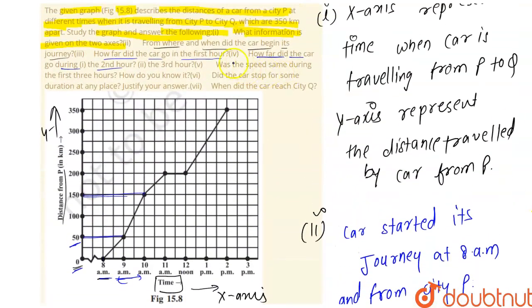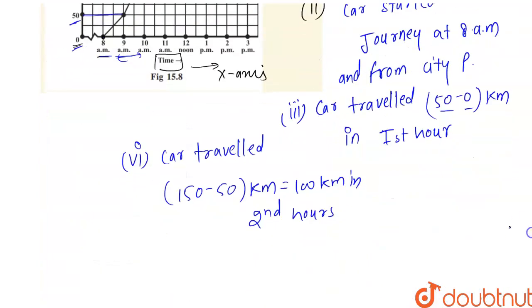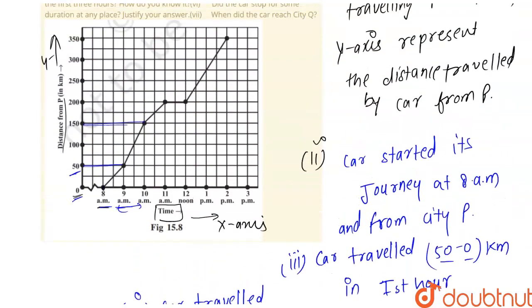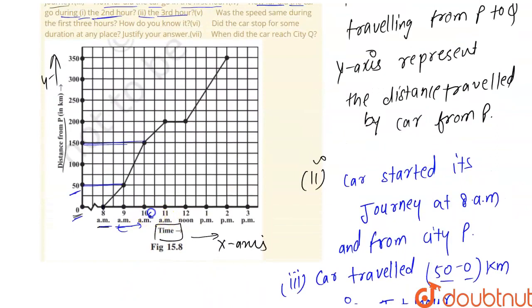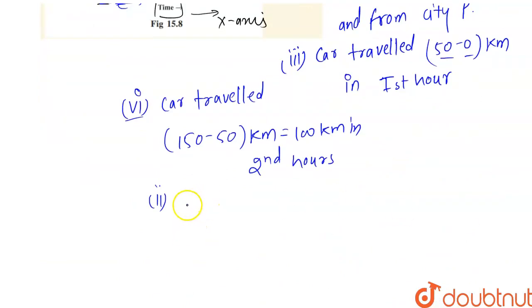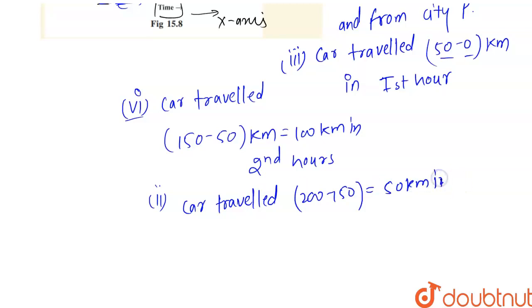Now let's move to the next one. Here the fourth part has a sub part. Now we have to find how far the car went during the third hour. The third hour is from 10 to 11 a.m. At 10 a.m. it is at 150 kilometer distance, and at 11 a.m. it is at 200 kilometer distance, right? So I can say that the car traveled 200 minus 150, which is equal to 50 kilometer in the third hour.